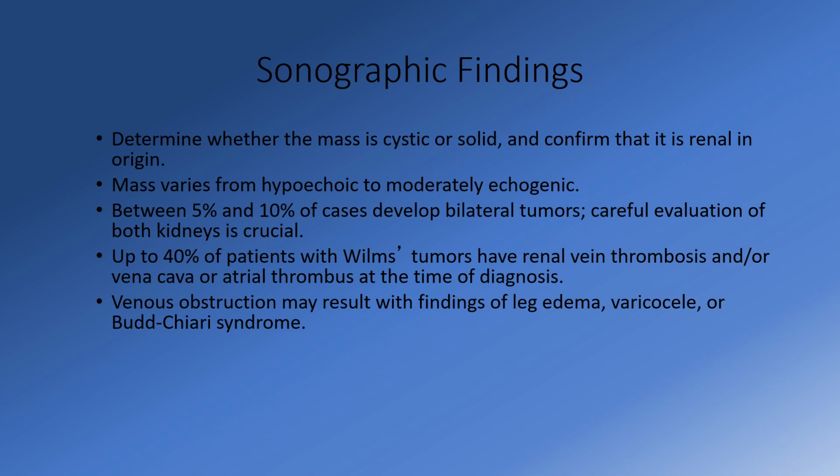The chances for survival is going to go up if it's only unilateral. So up to 40% of patients with Wilms tumors are going to have renal vein thrombosis, or they're going to have IVC or atrial thrombosis at the time of diagnosis. So these babies are sick. And the venous obstruction can result with findings, again, of leg edema, varicocele, or Budd-Chiari syndrome. You'll recall we talked about Budd-Chiari syndrome in the liver chapter.